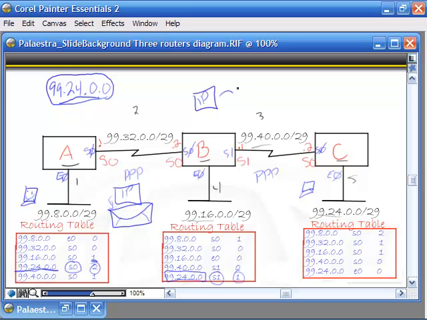Again, maybe PPP or Frame Relay. Puts it in the PPP envelope, sends it to router C. Router C opens the envelope, looks at the IP packet, and goes, oh, network 99.24, let me see. Even though it's directly connected, he still has to check. He goes, yeah, I've got that, 99.24.0.0. That's got to go out of my Ethernet 0 interface, and it's 0 hops away, meaning I'm directly connected to it.